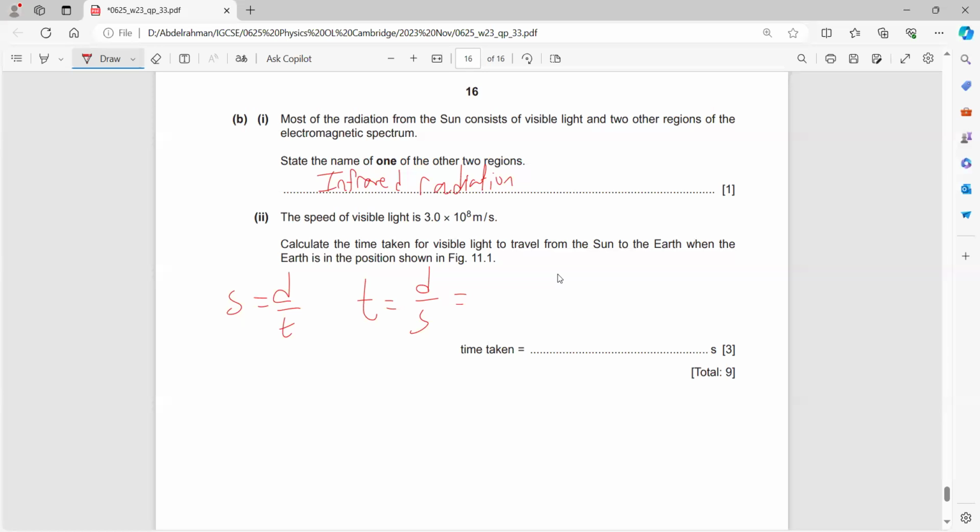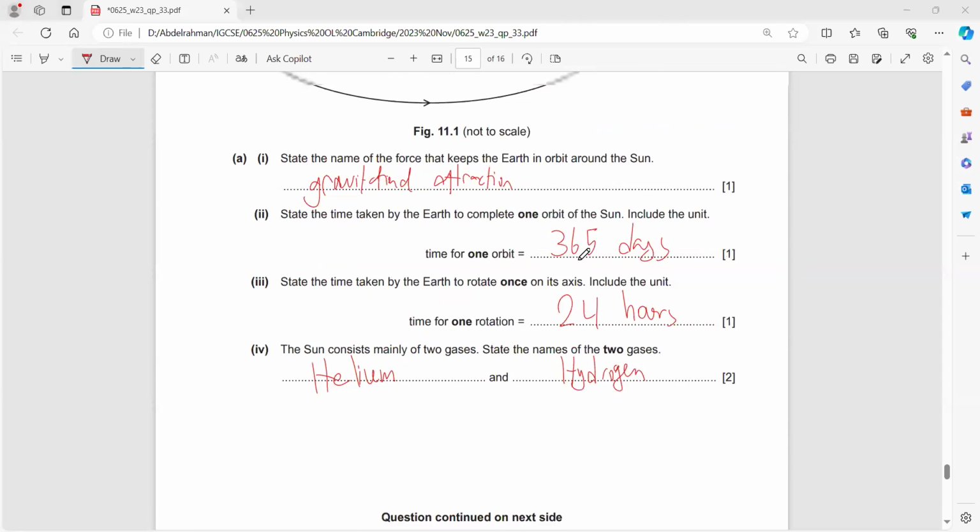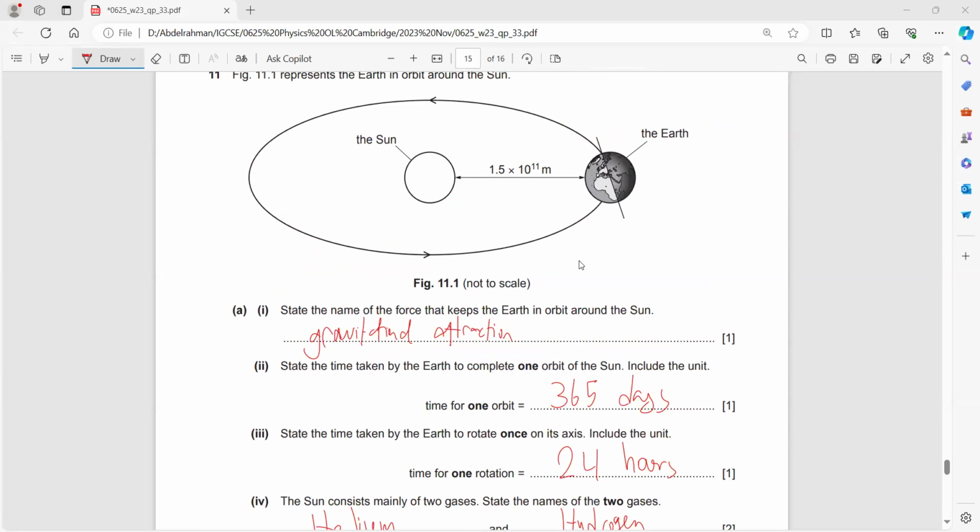What will the distance be? What's the distance? I remember you wrote it on the board before but I forgot it. You're not required to memorize the distance at all. No, 100,000 is wrong. It's 1.5 times 10 to the power of 11. It's written down here.